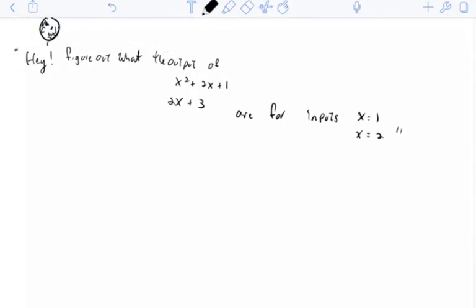So you do the calculations. X is equal to 1, so it's 1 squared plus 2 times 1 plus 1, so that's 4. X is equal to 1, 2 times 1 plus 3, that's equal to 5. X equals 2, so that's 2 squared, 4, plus 1 is equal to 9. X equals 2, so that's 4 plus 3 is equal to 7.